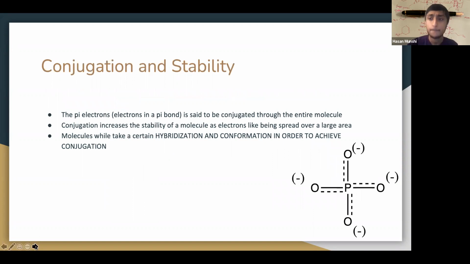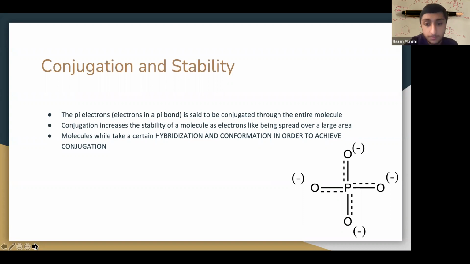Conjugation stability. So you might ask yourself, why would a molecule even do conjugation? Is there even a benefit? And the answer is yes. So again, these pi electrons, or the electrons in the double bond, are said to be conjugated. So that means spread throughout the specific pi system, which in this case is the entire molecule. Resonance structures show that there's conjugation. So if you can draw a resonance structure, it implies conjugation or delocalization of electrons.